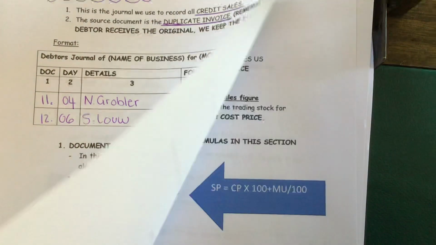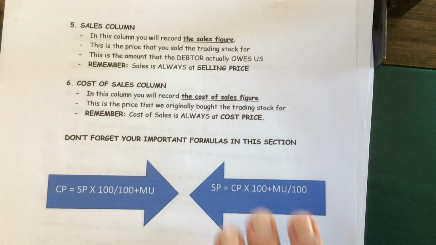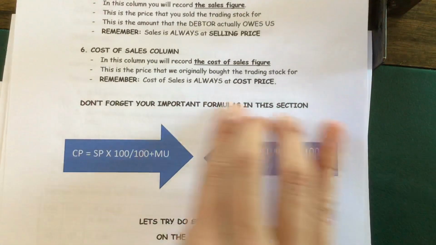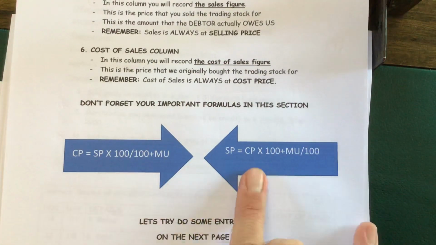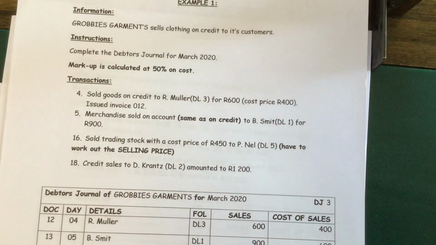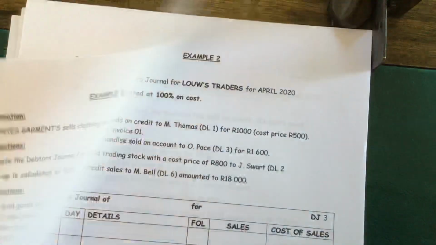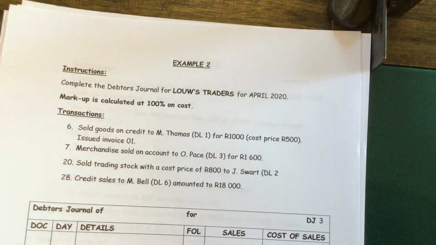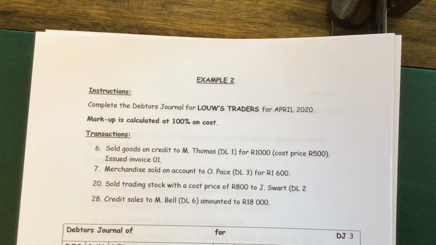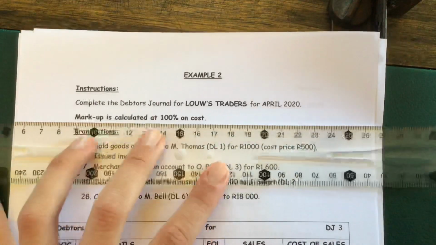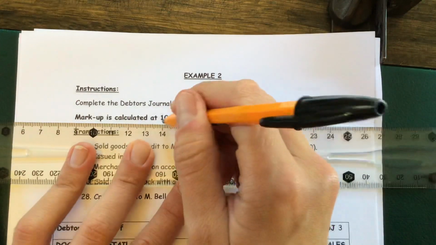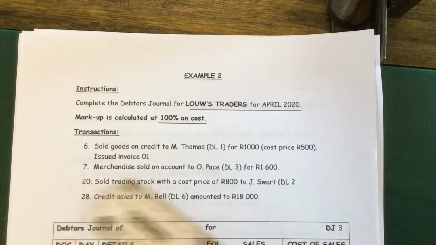Okay, so I just spoke more about the sales column, cost of sales. I put in those important formulas. Please, it's vital that you remember those. Okay, and then I'm actually going to skip past this activity and I'm going to do example 2 with you. So it says, complete the debtors journal for Lo Traders, okay, for April 2020. Markup is 100% on cost.